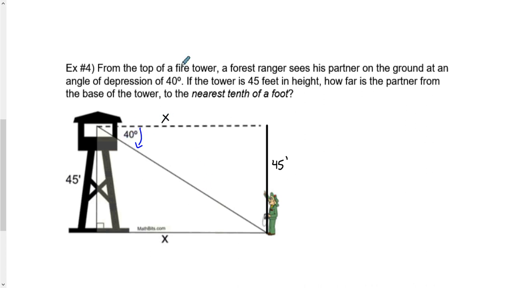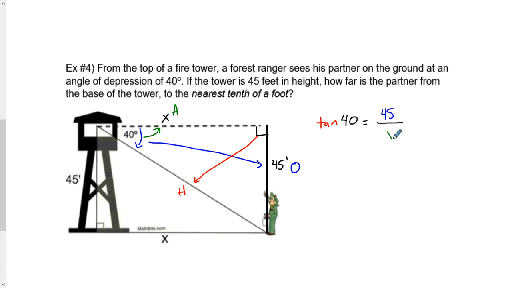So in relation to our angle, the 45 feet will be the opposite side, and the x, because it's directly attached, but it is not across from the right angle, this would be our adjacent side. The ratio that uses the opposite and the adjacent is the tangent ratio. So our tangent of 40 will equal our opposite, which is 45, divided by our adjacent, which is x.